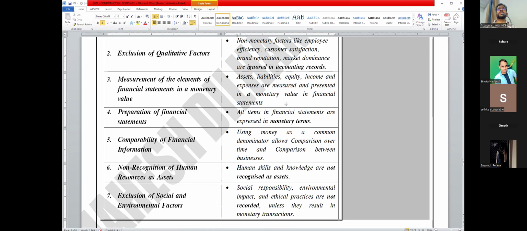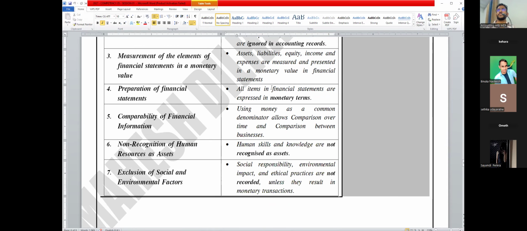Measurement of the elements of financial statements in a monetary value. Assets, liabilities, equity, income and expenses are measured and presented in monetary value in financial statements. That is why I'm asking you to write this down. Whenever you write a parliamentary book, write it down that the figures are in rupees. If you're rounding it off, write it as rupees thousands. Why? It is the measurement basis, measurement rule in accounting.